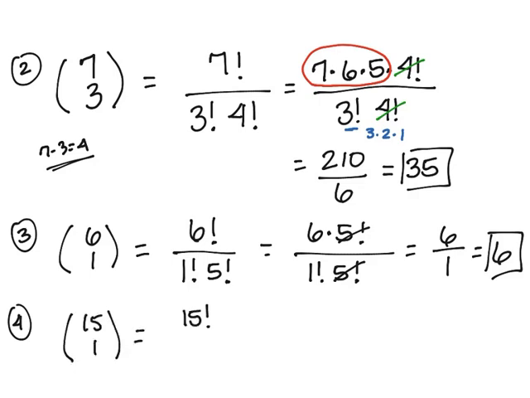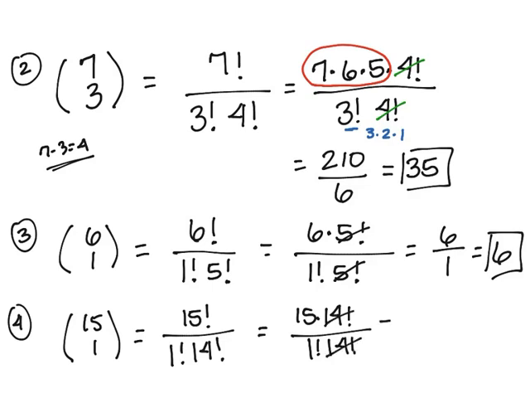That would give us 15 factorial over 1 factorial, and the difference is 14 factorial. Well, you're only going to take the top down to 14, and that will leave us with 15 over 1. So you can just memorize and know that anytime you have a number over 1, it's just that number.